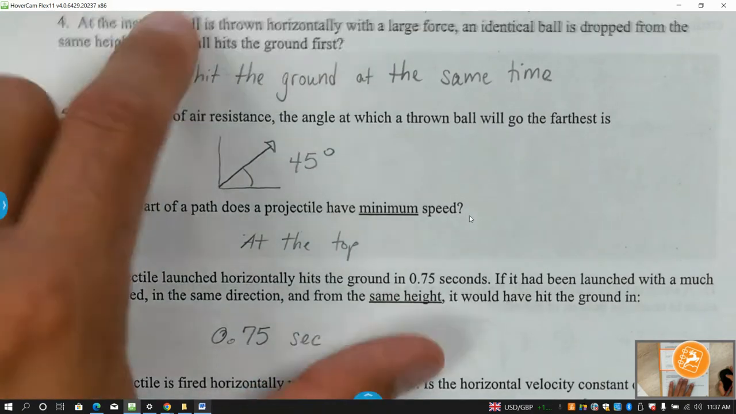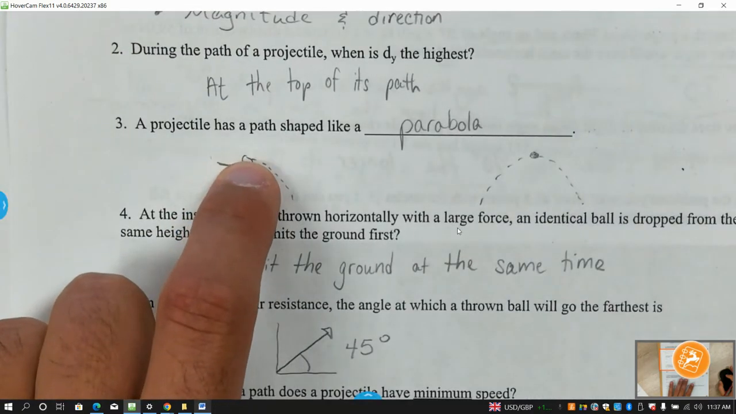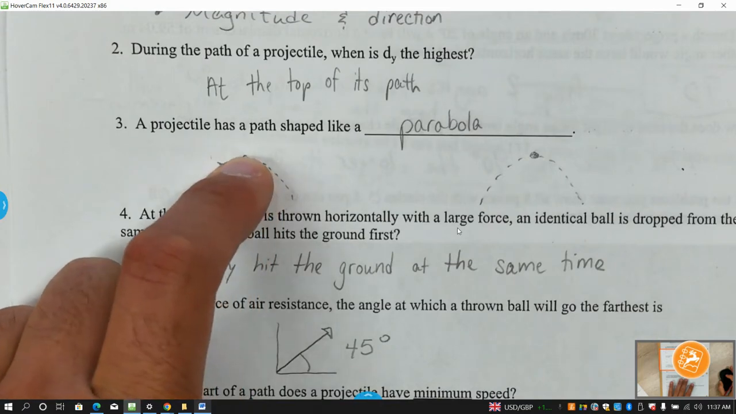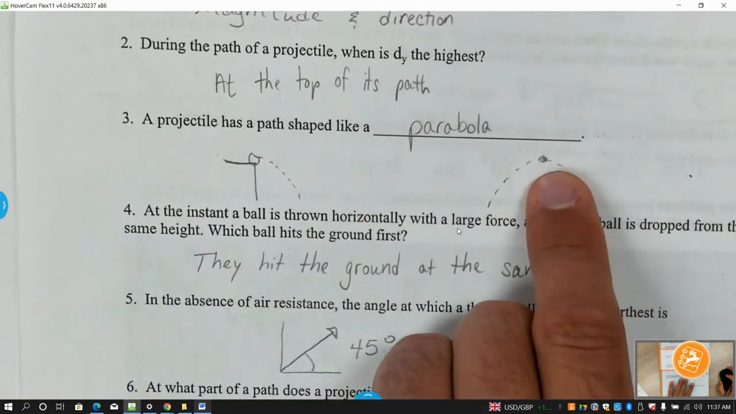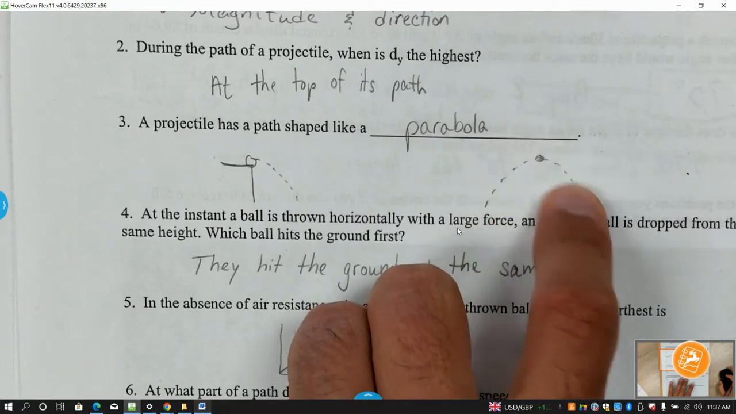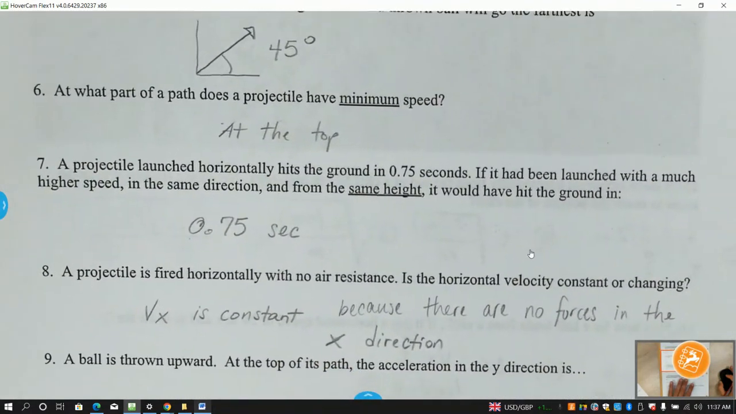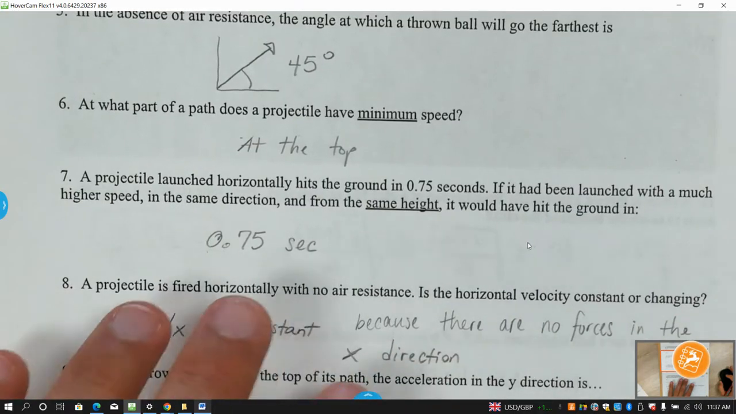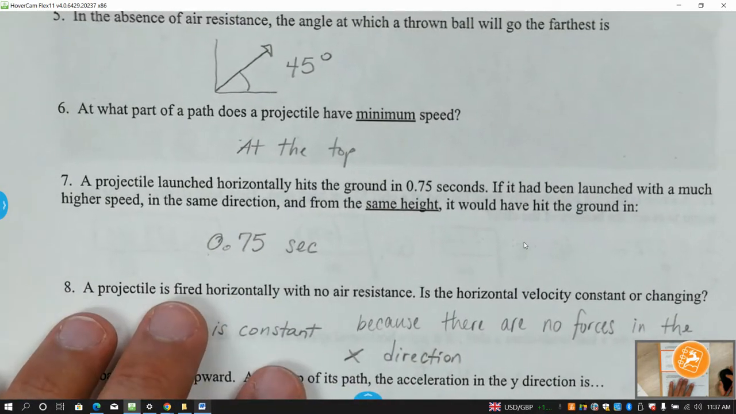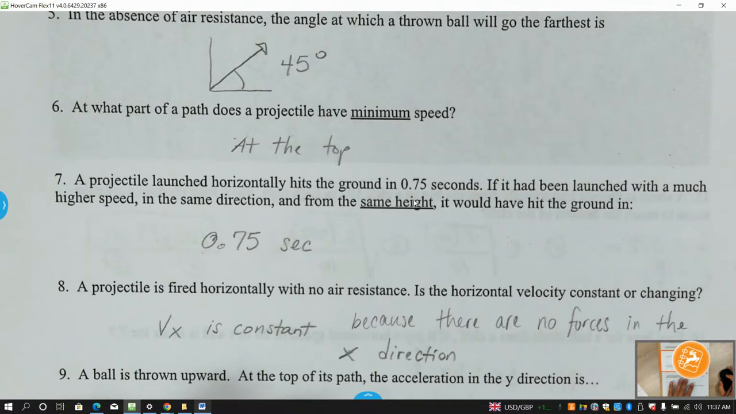That could be whether it's launched off of the top right here, right as it leaves, it'll have its minimum speed, or right at the top of its path if it's tossed up at an angle. A projectile launched horizontally will hit the ground in 0.75 seconds. If it had been launched with a much higher speed in the same direction and from the same height, it would hit the ground in more time, less time, or same time? Same time.